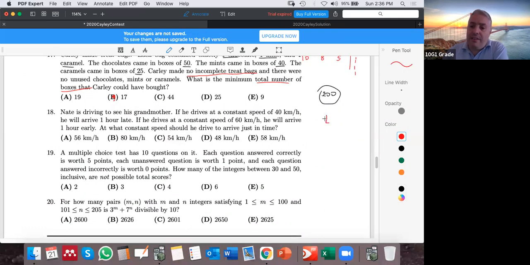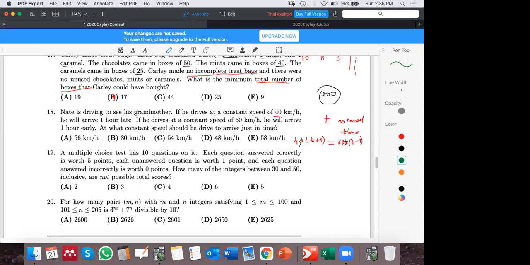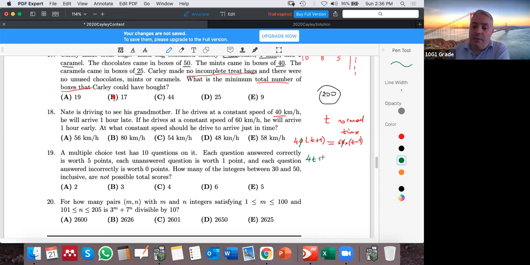If we say that T is the normal time, we said that 40 kilometers per hour arrives 1 hour late. So 40 times the normal time plus 1 hour late. This distance is equal to 60 kilometers per hour times 1 hour early. If T is the normal time, 1 hour early will be T minus 1. And then when we calculate, 40T plus 40 is equal to 60T minus 60. So 10 will be equal to 2T, and T is equal to 5.